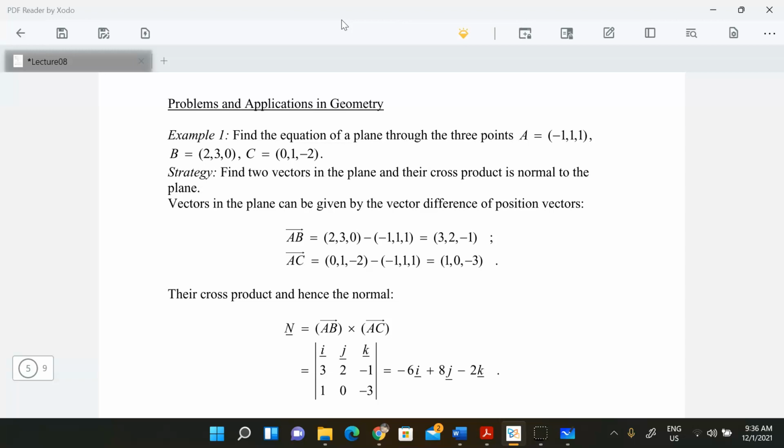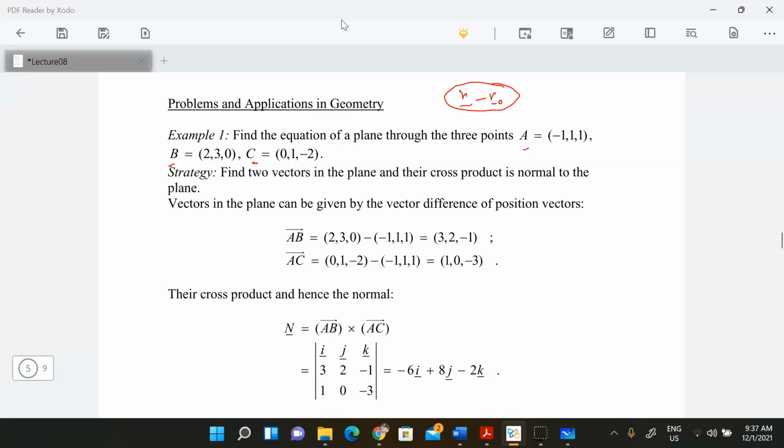Okay, so here's the first example. I think this is again just taken from the book. Find the equation of the plane through 3 points. So you have A, B, and C. So what can we do with this? Well, the first thing to do is to find the vector in the plane. Remember the r minus r naught before. How can you actually get that? Well, the vectors in the plane can be obtained from these 3 points.